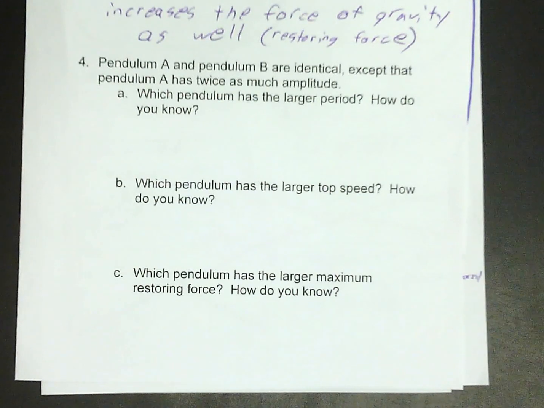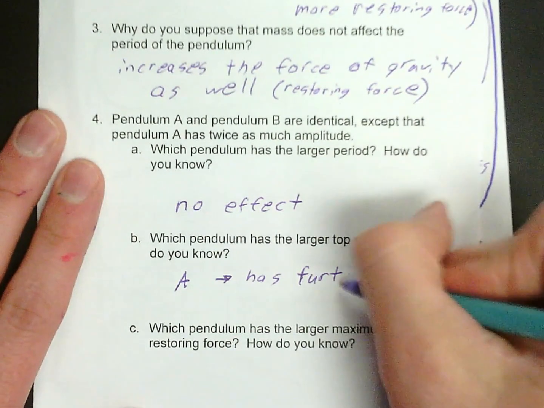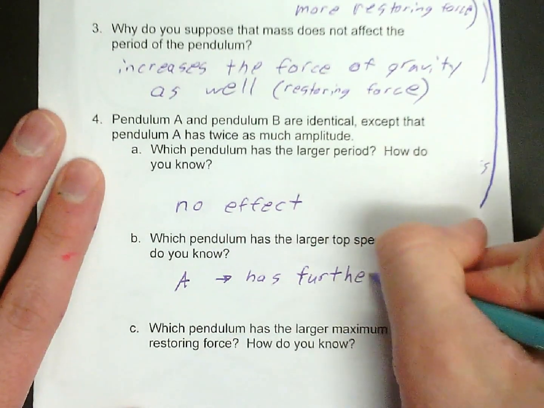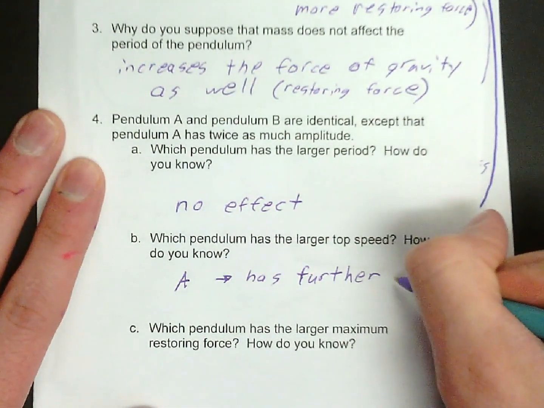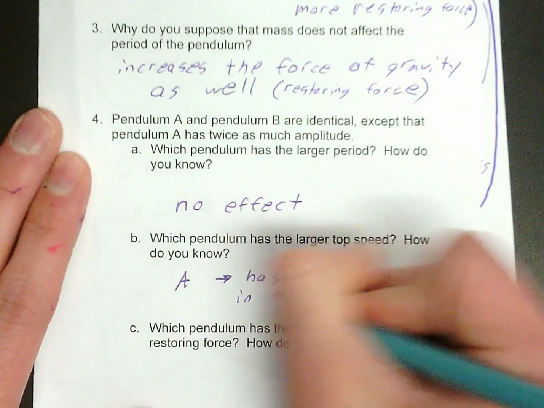So which one has more? Your answer choices are A, B, or the same. It could be the same, so equal. A, B, or equal. So A is going to have more speed because it has further to go in the same time.